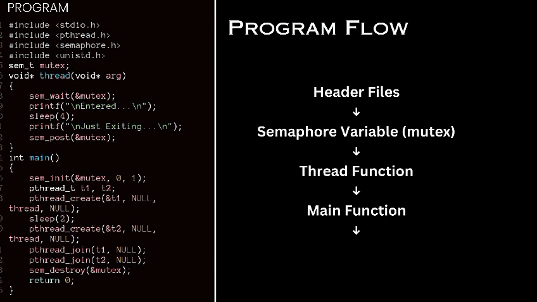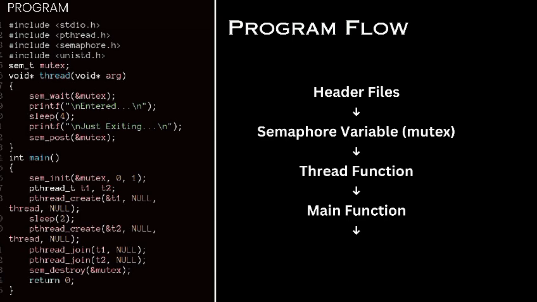The first statement checks whether the semaphore is available. If it is available, the thread enters the critical section. Otherwise, it waits until the semaphore becomes free. After entering, the thread prints the message "Entered". Then the sleep function pauses the thread for 4 seconds to simulate some work. After completing the work, it prints "Just exiting" and executes sem_post(&mutex) to release the semaphores. This allows the next waiting thread to enter.